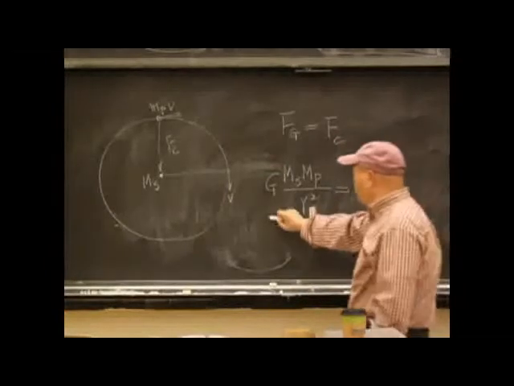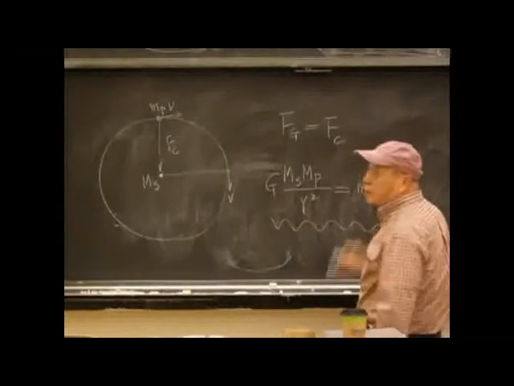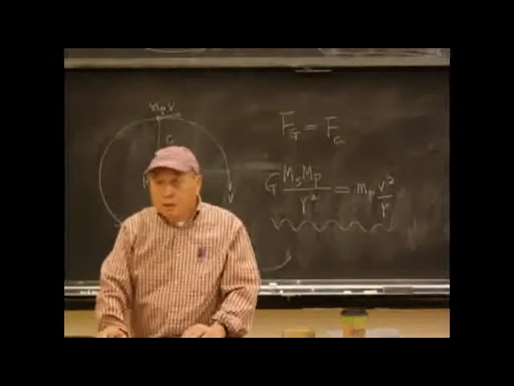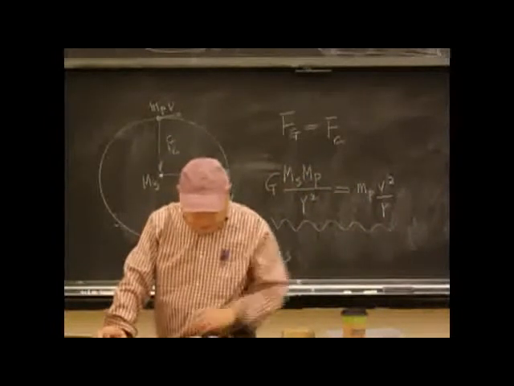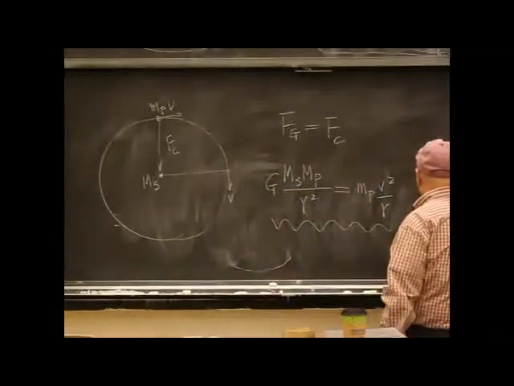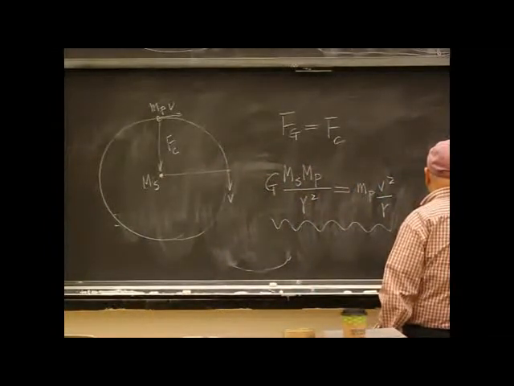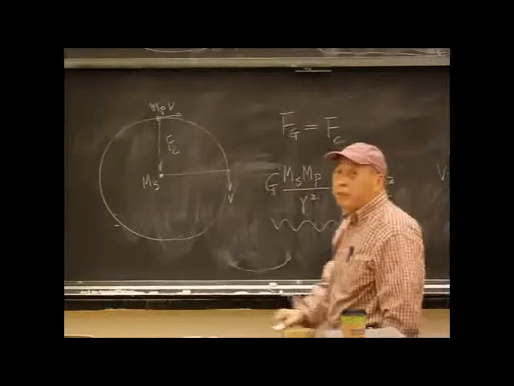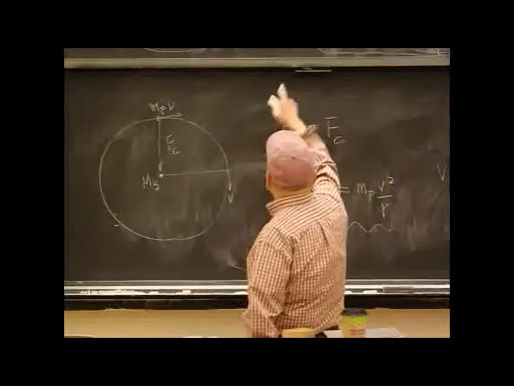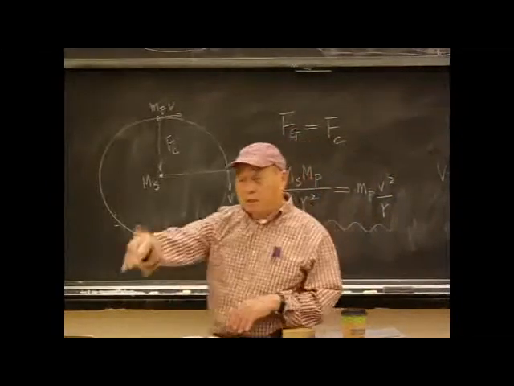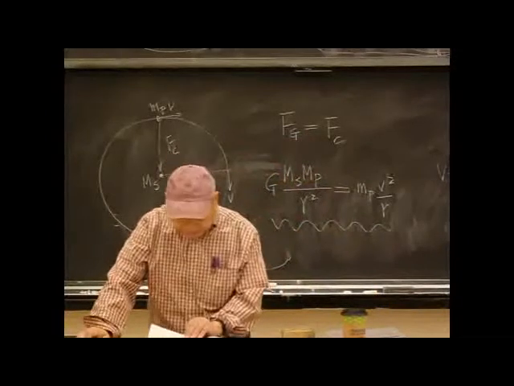With this as your starting point, what is V? V is equal to 2 pi R divided by T. So if you use all this information, you will get down to that equation. Step by step, then you got it.